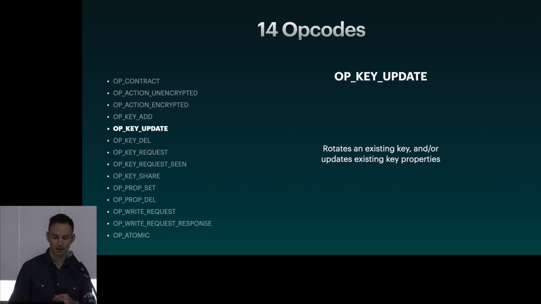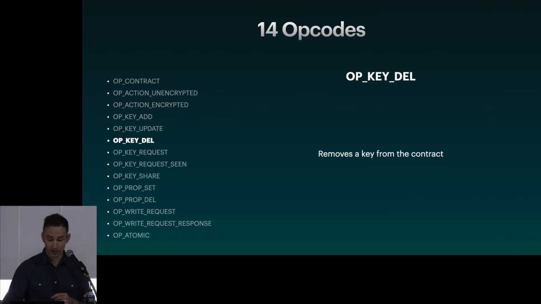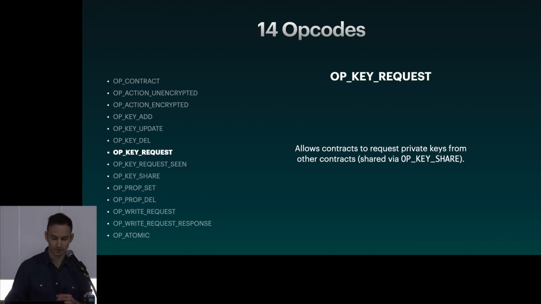Or it updates key properties. Keys have certain properties in Shelter Protocol, like permissions, which specify what actions they're allowed to perform. They also have a ring level, which specifies the precedence that the key takes over other keys. Next, we have OP key del. That just removes a key from a contract.